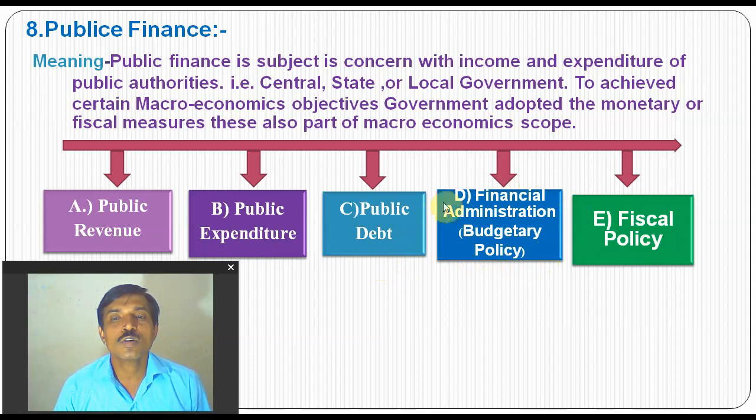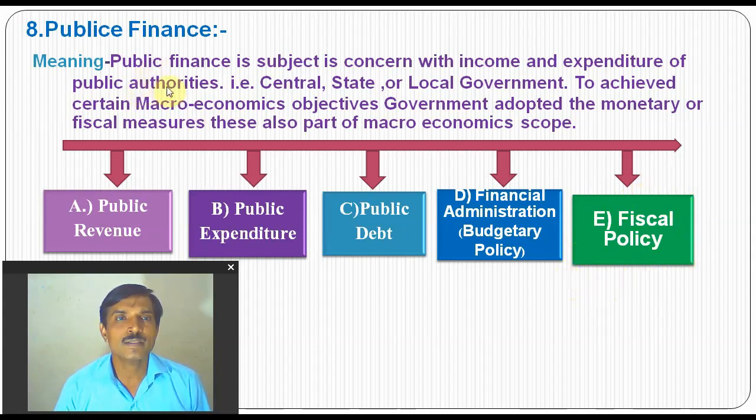Financial administration or budgetary policy: every year the government prepares a budget and mentions its expected income and expenditure for the coming year, with budgetary policies and the heads of expenses and income mentioned in the budget. And fiscal policy is an important part of public finance. Under fiscal policy, we see what measures are taken by the government.